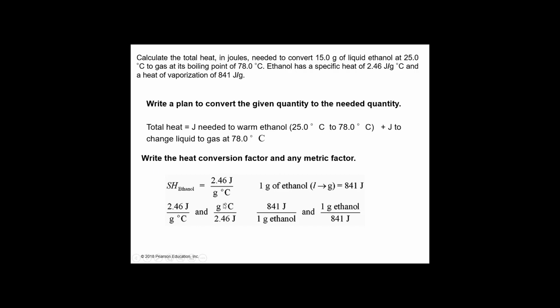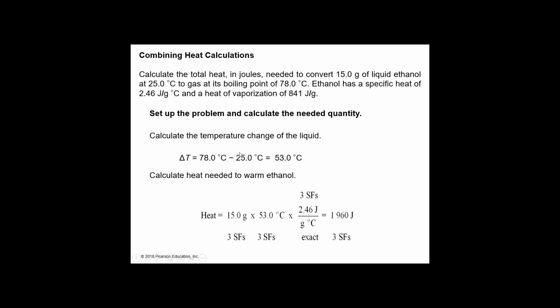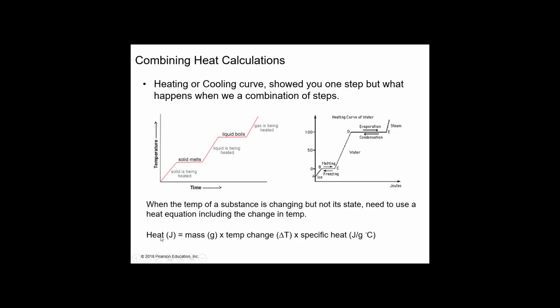So we're going to pull out all the information that we're given regarding conversion factors, because we're going to need to know that. We're going to need to know the difference in temperature, and then we're going to need to know the energy used to change the state. So that's the total heat. We'll be adding these together. First, we need to calculate the temperature change, which is 53 degrees Celsius, and we're using this one for the increase here.